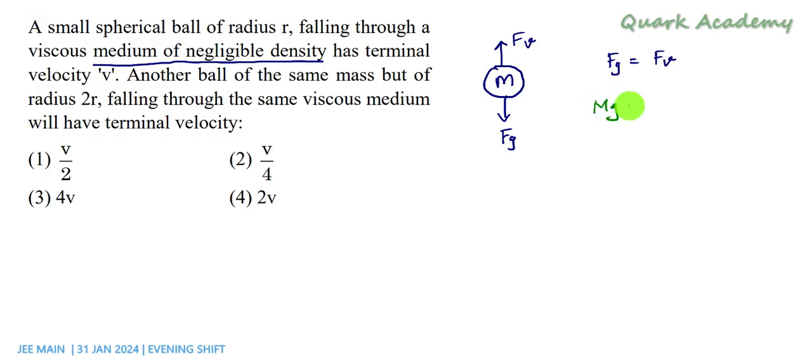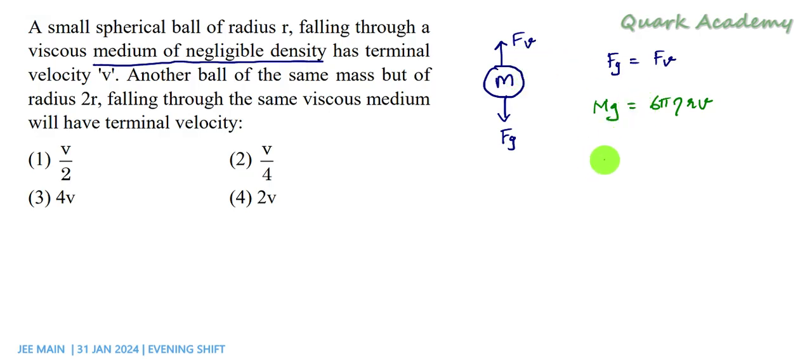Gravitational force is mg, and the viscous force we can write using Stokes' law, that is 6 pi eta r v. Eta is the coefficient of viscosity, r is the radius, v is the speed. Terminal velocity means the velocity at which the net force is zero. So the two forces are equal and they are in opposite directions.